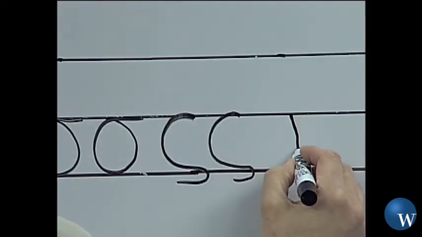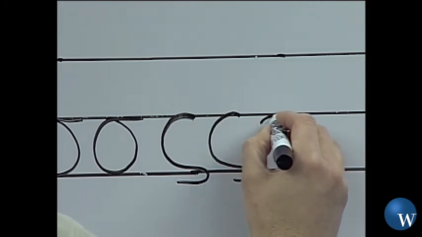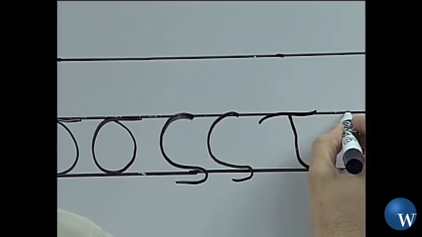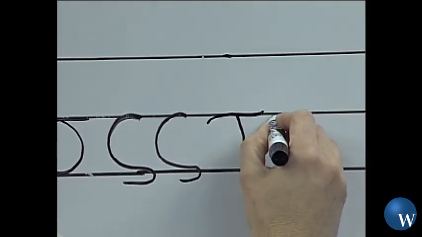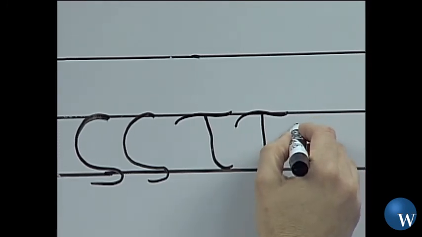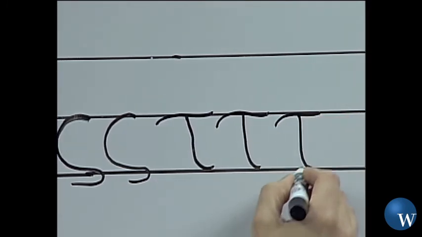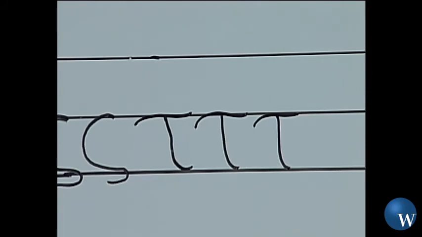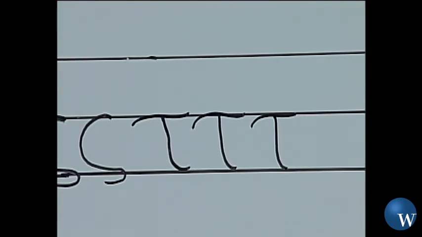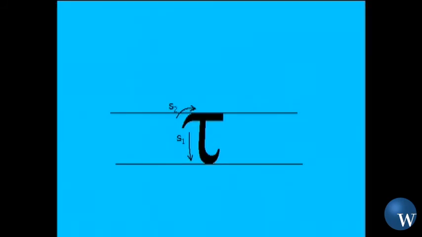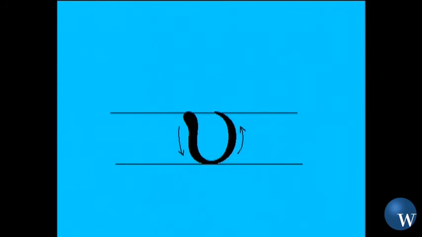T, t, tau. Tau. Make several of those now. I noticed that I went a little different way on that one, but that's okay. Tau. There it is on the screen. T, t, t. All right, let's look at the next letter.